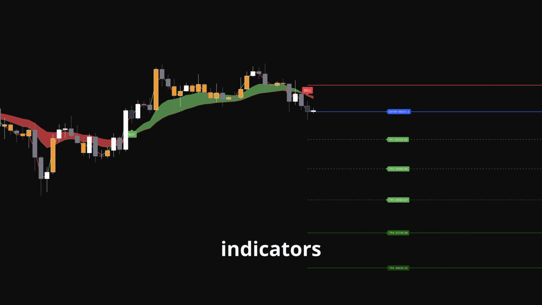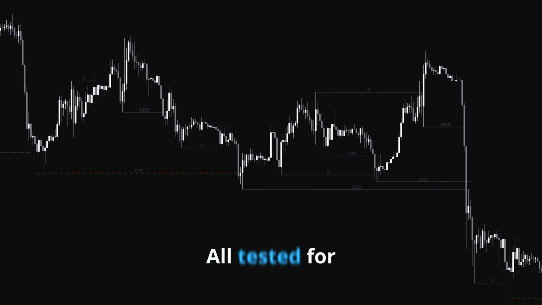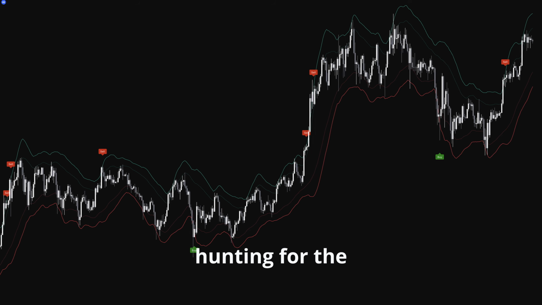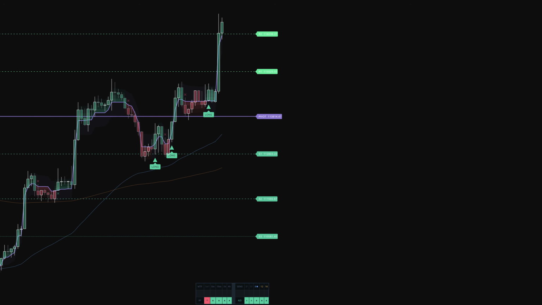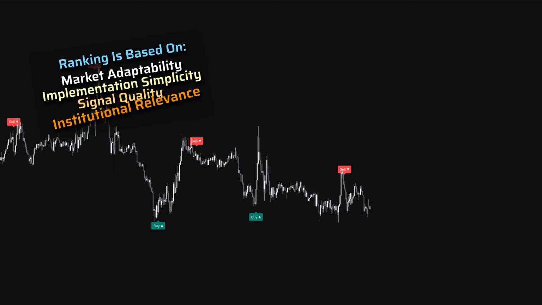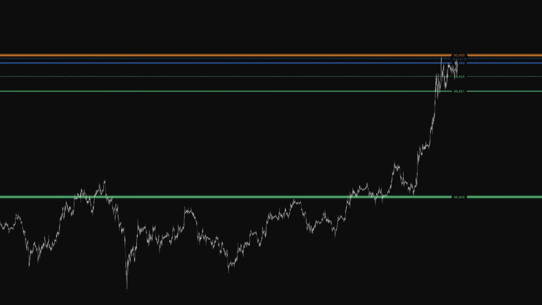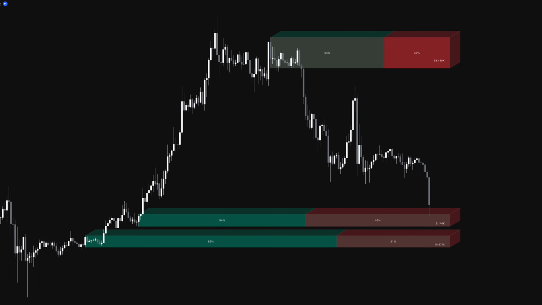Top 20 trending indicators. The ones traders hyped the most over the last few months. All tested for you, so you don't waste time hunting for the best ones yourself. We pulled the code on every one of them, ran each through our scoring system, and stacked them lowest to highest, so you can see exactly which ones earn a spot on your chart and which ones are all packaging. Let's get into it.